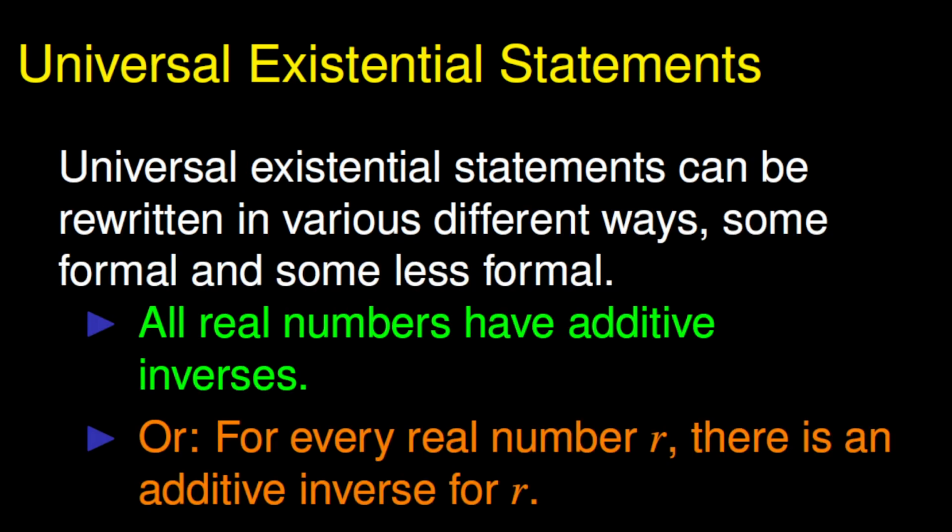Universal existential statements can be rewritten in various different ways, some formal and some less formal. For instance, the statement, all real numbers have additive inverses, can be rewritten as, for every real number r, there is an additive inverse for r.